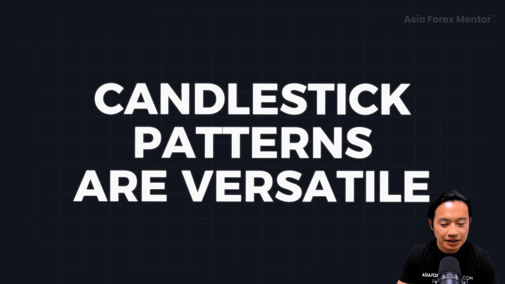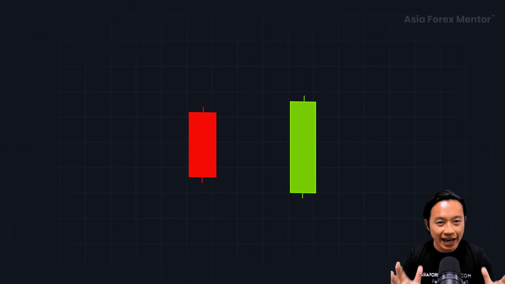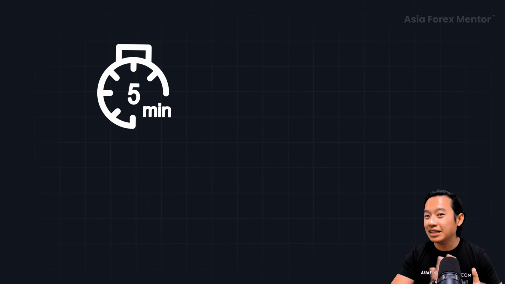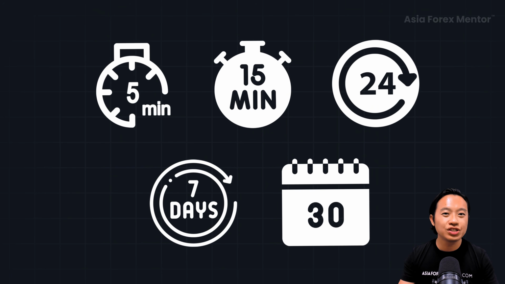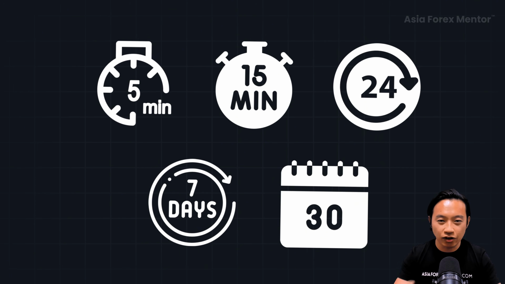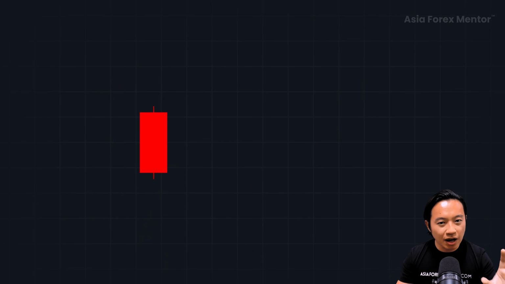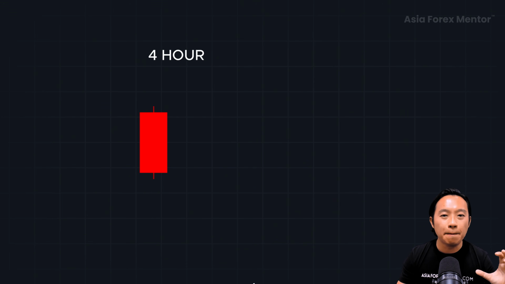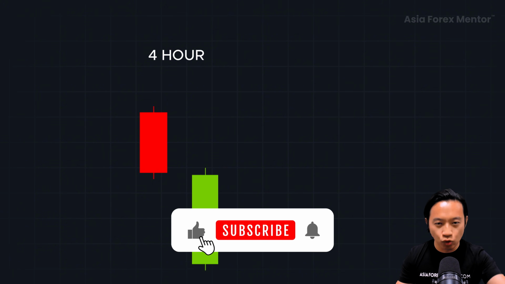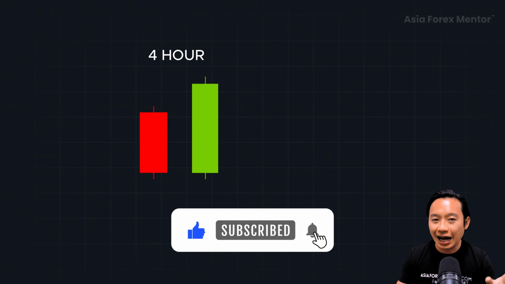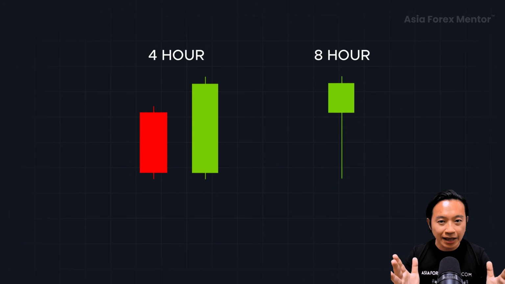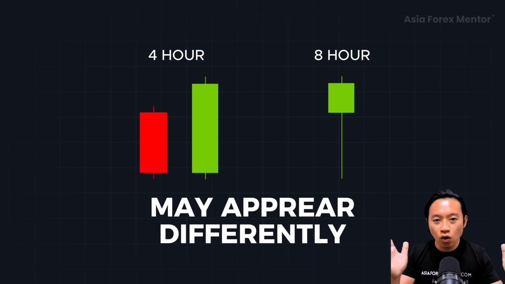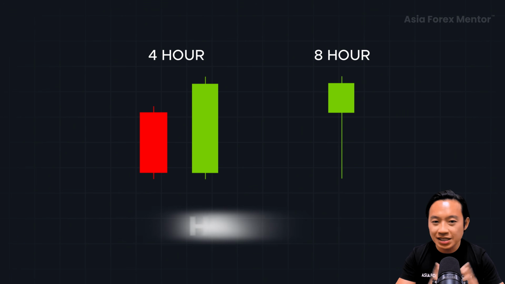Candlestick patterns are versatile. You can combine them across different time frames to visualize how the pattern looks on a higher time frame. Take a look at this example. If you observe a pattern on a lower time frame, say the 4-hour chart, where you see a bearish bar followed by a bullish one, and then you switch to a higher time frame, say the 8-hour chart, the same pattern is going to look a little bit different. When you combine them together, it resembles a hammer.